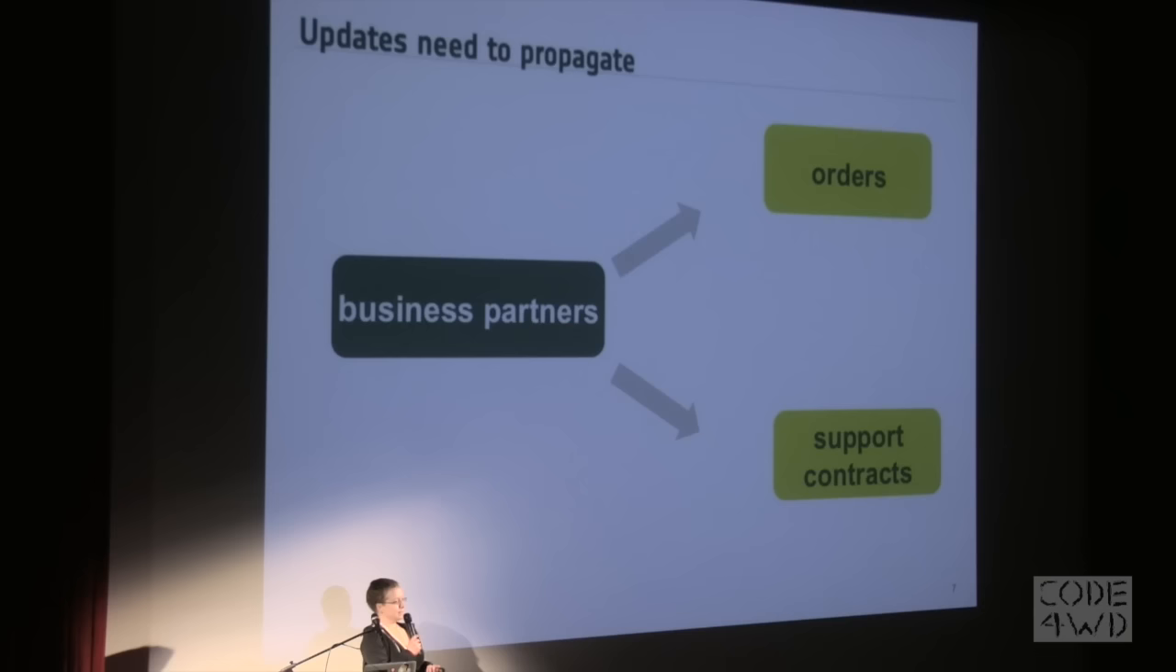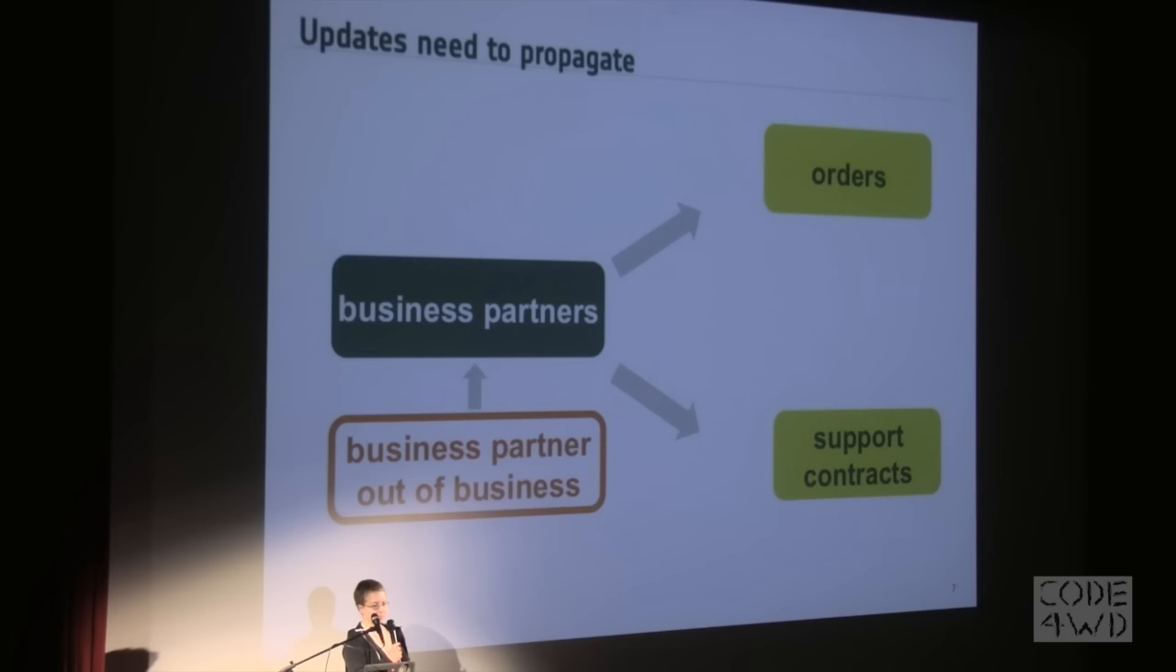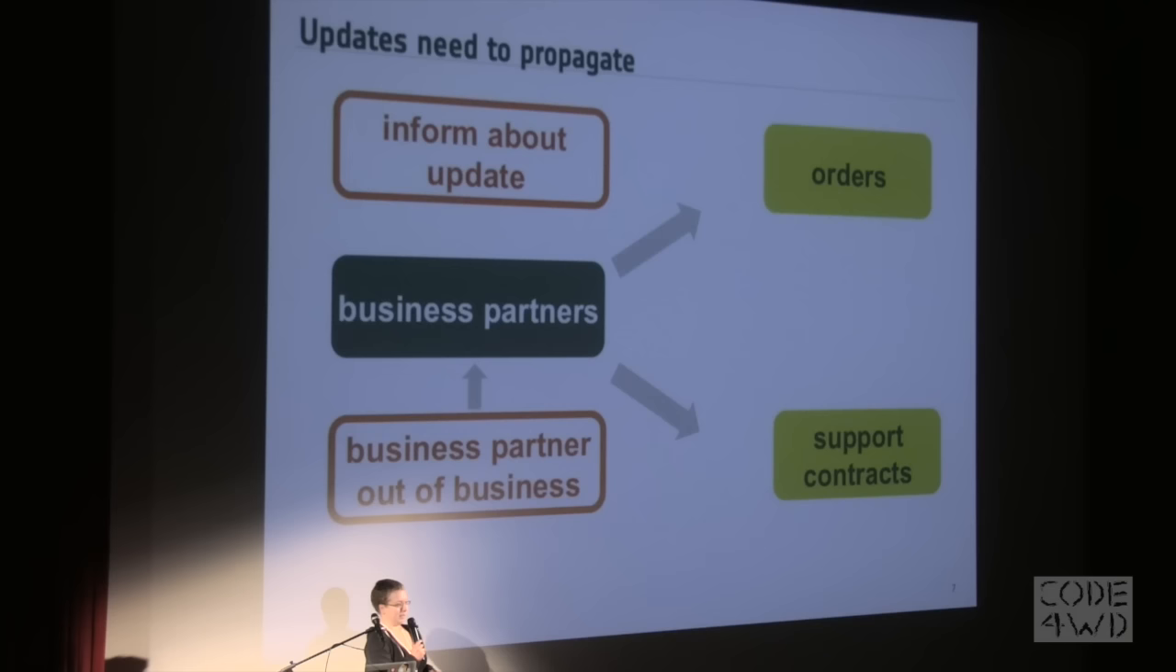If one of your business partners goes out of business, you are going to update their record in your business partner application. But unfortunately, this is not sufficient. You want to cancel their pending orders and put their support contracts on hold. So the client applications in charge of orders and support contracts have to learn about the update. You can use a REST API to inform them, but unfortunately, this has some disadvantages.